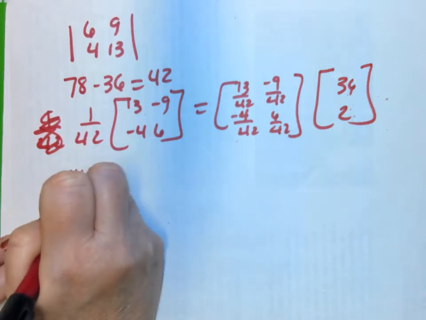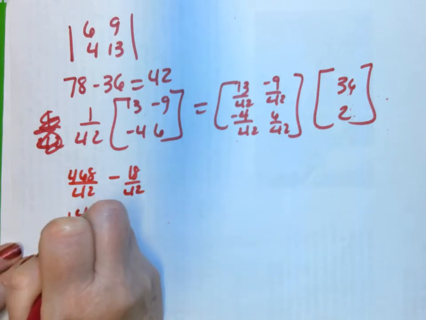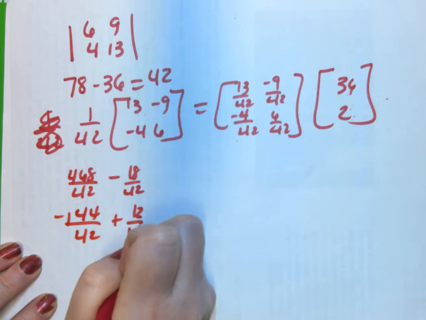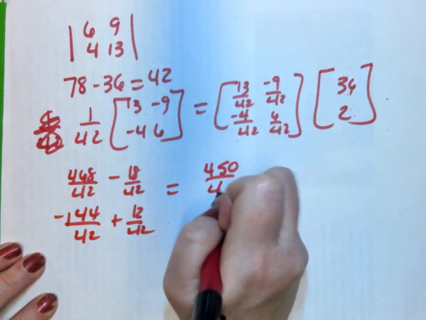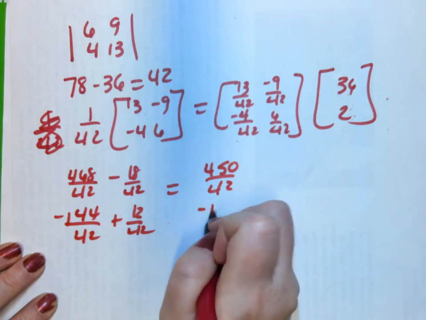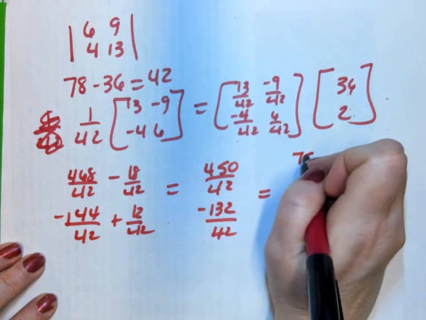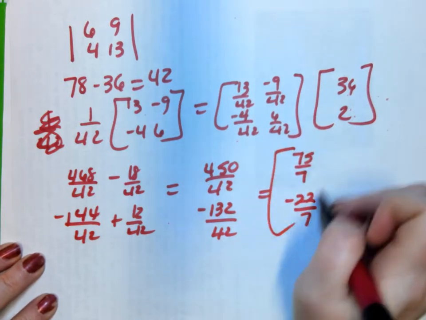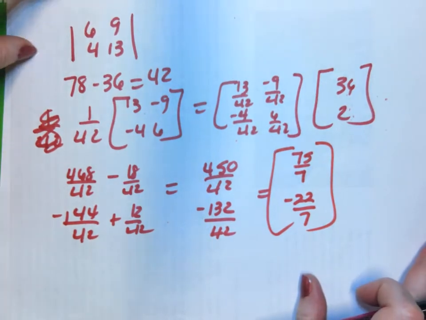Okay, which gives me, oh, this is messy, 468 over 42 minus 18 over 42, and negative 144 over 42 plus 12 over 42, which gives me 450 over 42 and negative 132 over 42, for a total of 75 over 7, negative 22 over 7. That was an ugly problem. There it is.